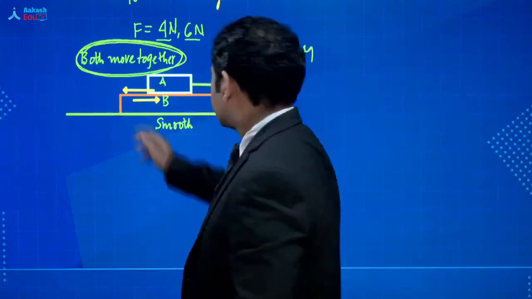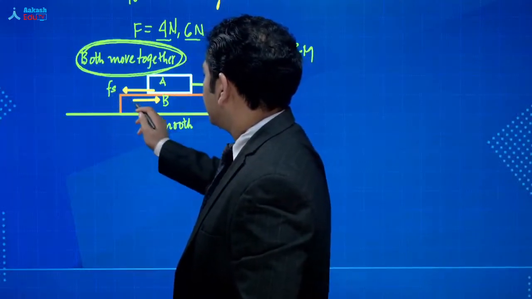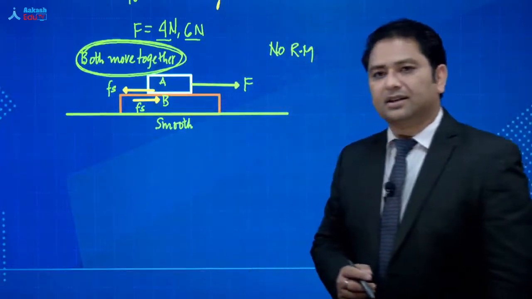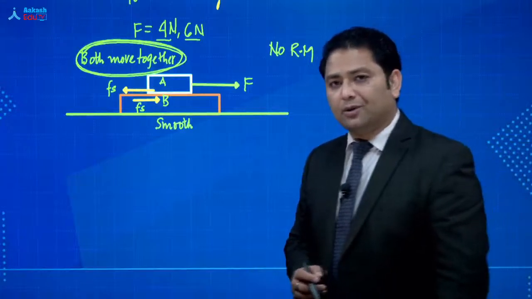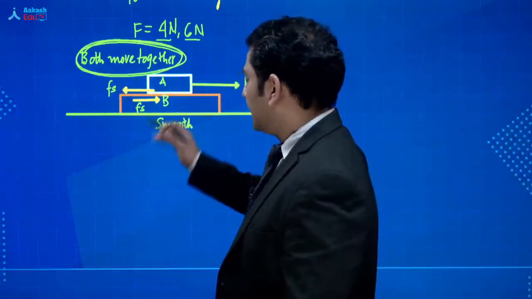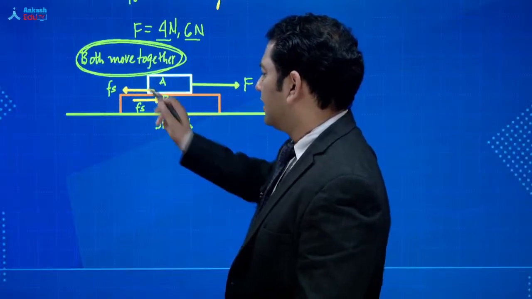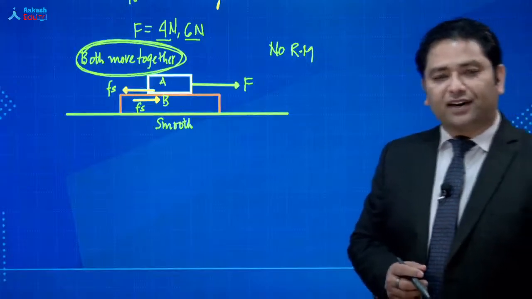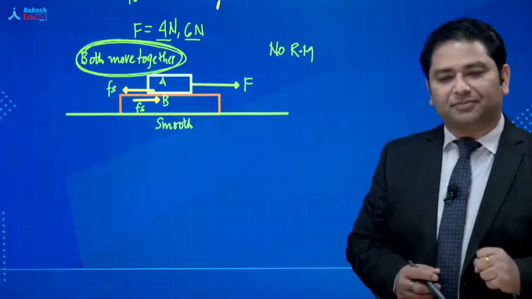And this is Fs and this is also Fs. Equal and opposite. अगर आप अकेले A को सिस्टम लेंगे, this friction will come. आप अकेले B को सिस्टम लेंगे, the lower friction will come. So that is how we identified the direction of the friction.